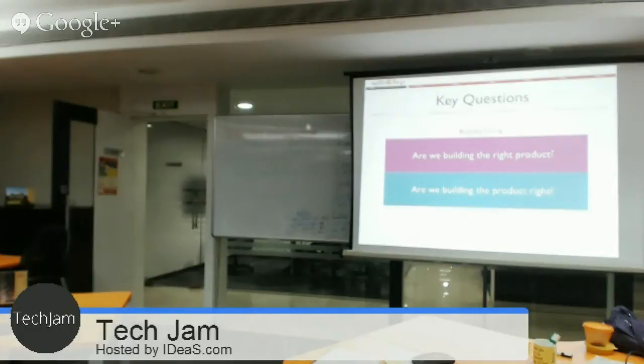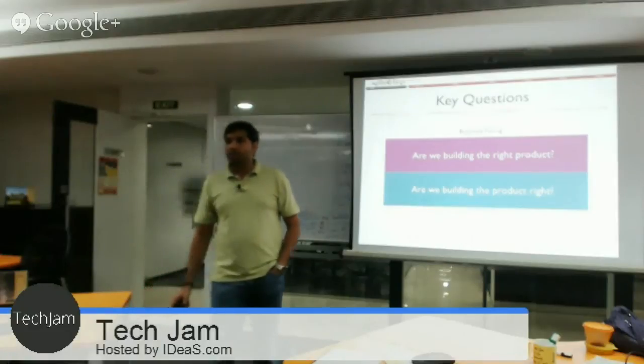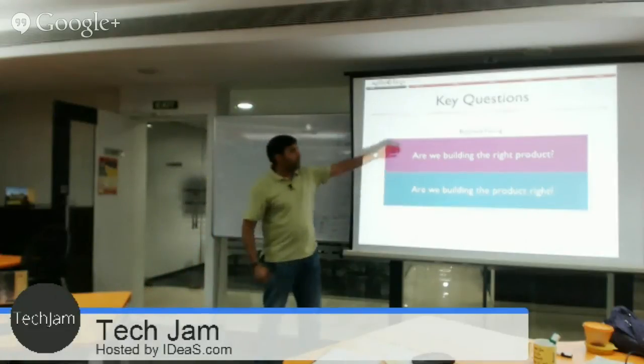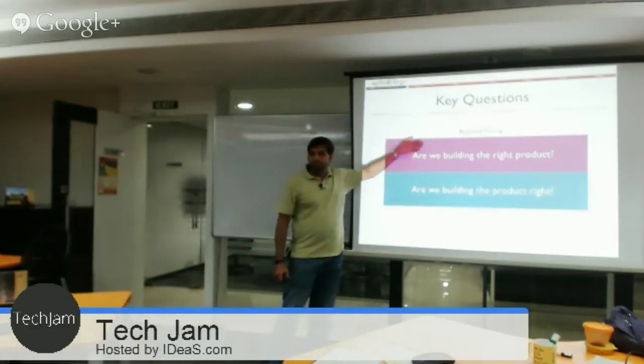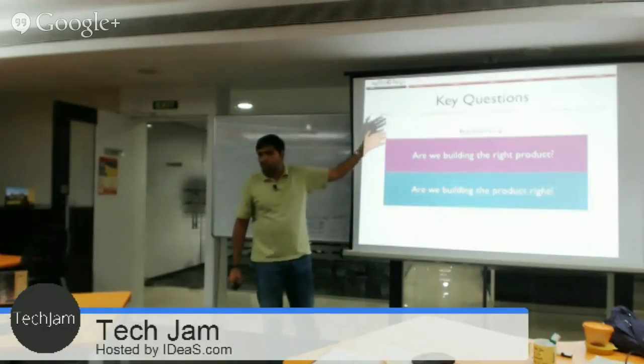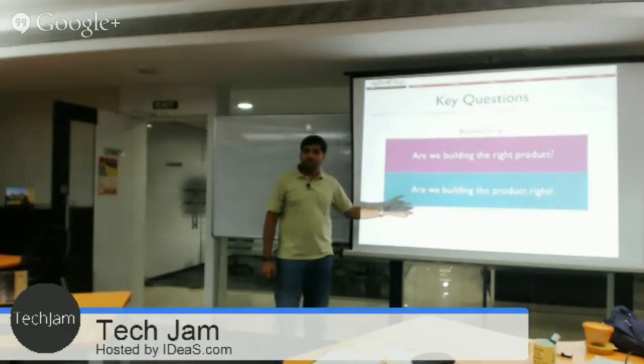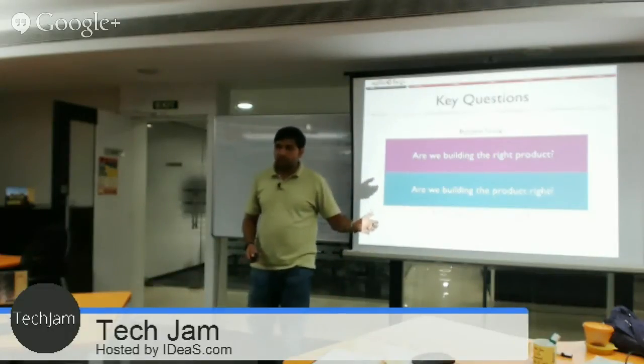So when building products, there are two key questions we ask ourselves. Are we building the right product? Are we building the product right? The top one is a business-facing question: are we building the right product? I mean, does this help us achieve what we want to achieve, right? And are we building the product right is more of a technology slash implementation-facing question, right?